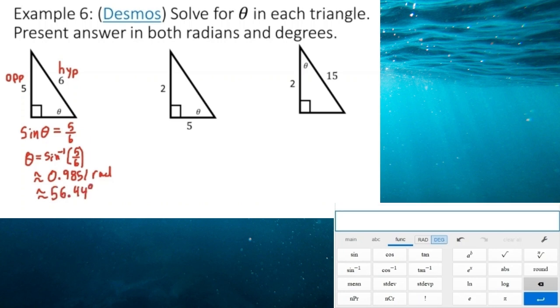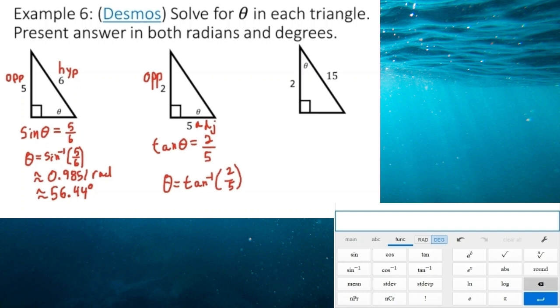Now, for our second triangle, the side of length 2 is the opposite side. Our side of length 5 is the adjacent side. Since we're working with the opposite and adjacent sides, that tells us we should use the tangent function. Tangent theta would equal opposite 2 over adjacent 5. Since tangent theta equals 2 over 5, that means theta will equal tangent inverse of 2 over 5.